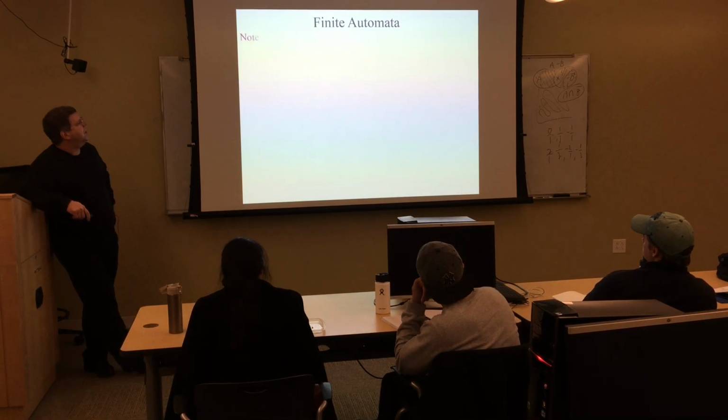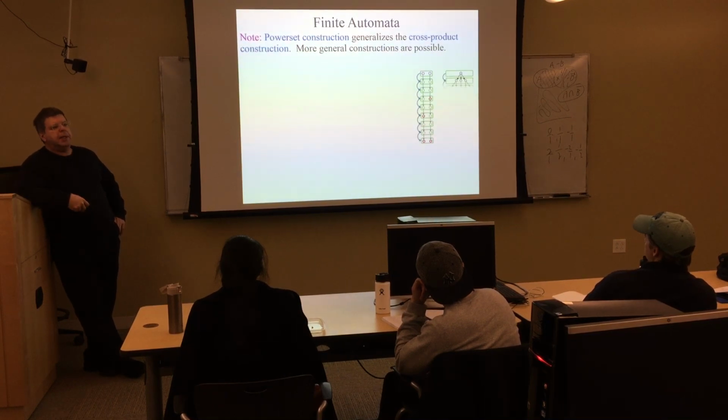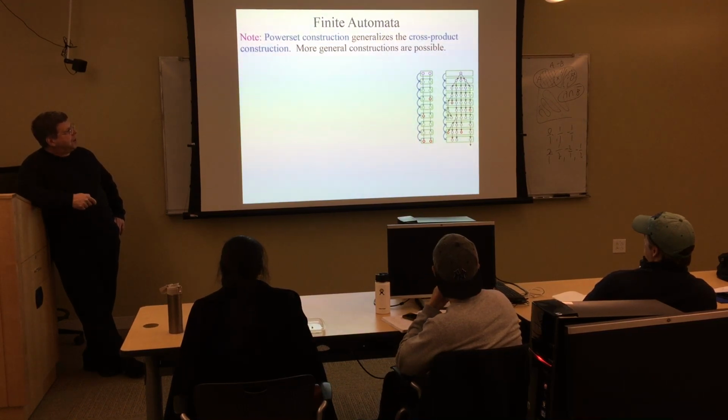Let's focus on this for a little bit more. So the power set construction generalizes the cross-product construction, but it's more general because more combinations of states are possible than just pairs. So here's an example of the power set construction that we just did. Here's an example of the cross-product construction from a few slides ago, and you can see that it's more general and more state sets can be represented or resulted in.